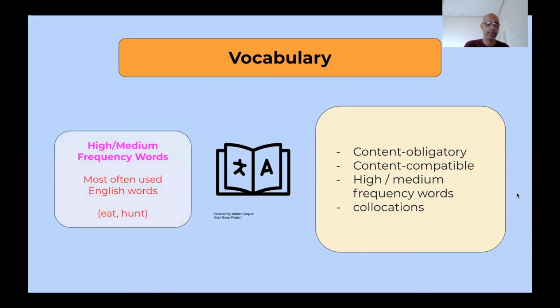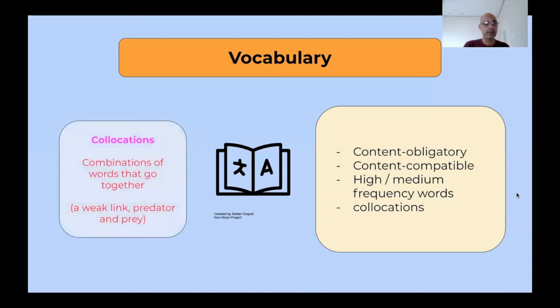And last but not least, when I'm talking about collocations, I'm talking about combinations of words that go together. In every domain of knowledge, you do have words that go together, even informally speaking. But when it comes to this particular subject or objective of teaching animals and adaptations, I may talk about a weak link, or the animal in the prey group that predators gravitate to because that's the weakest member of the group and it's easier to be hunted, right?